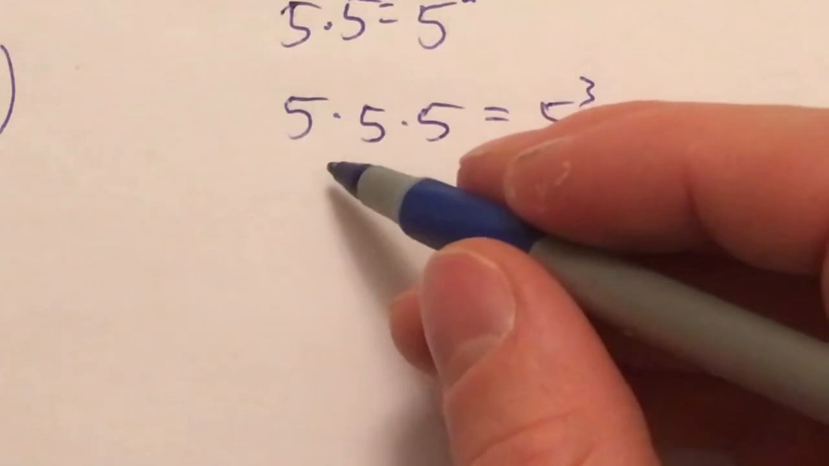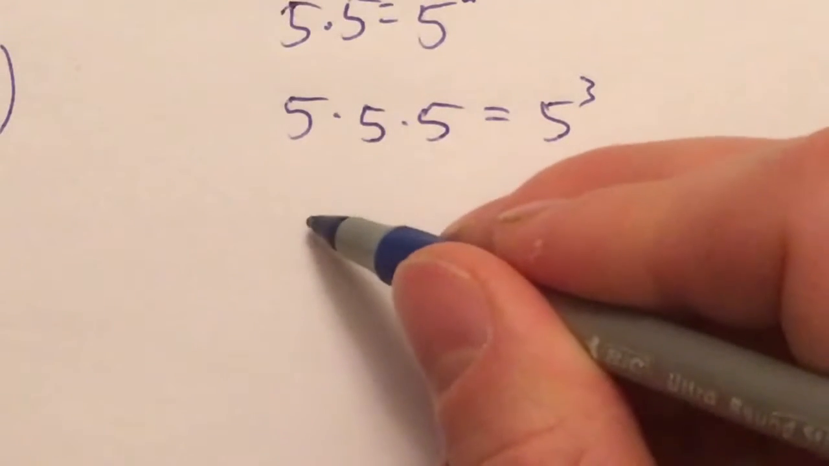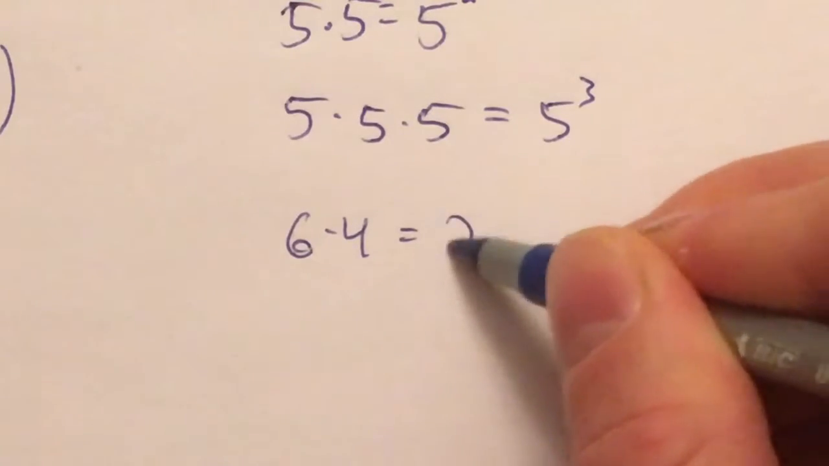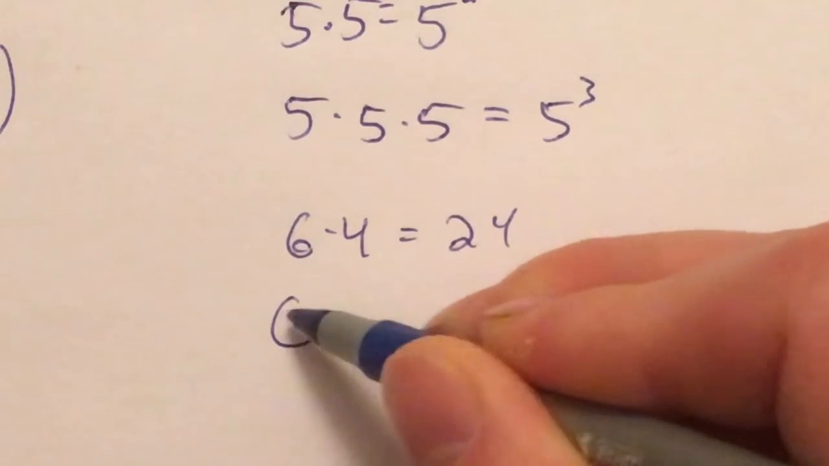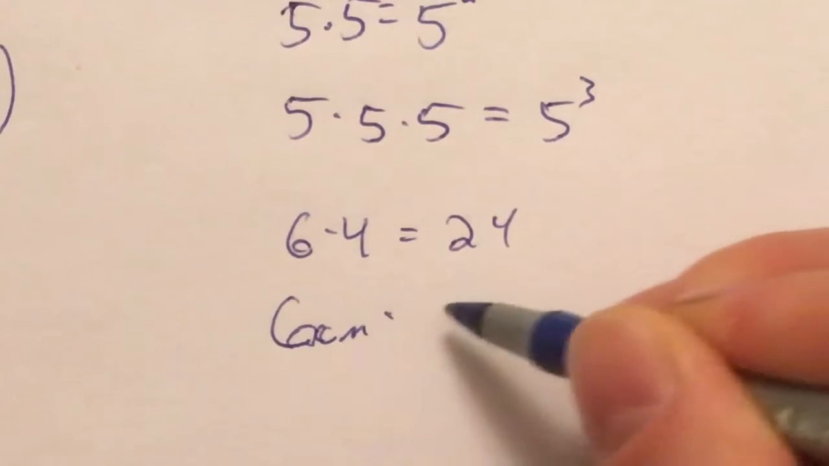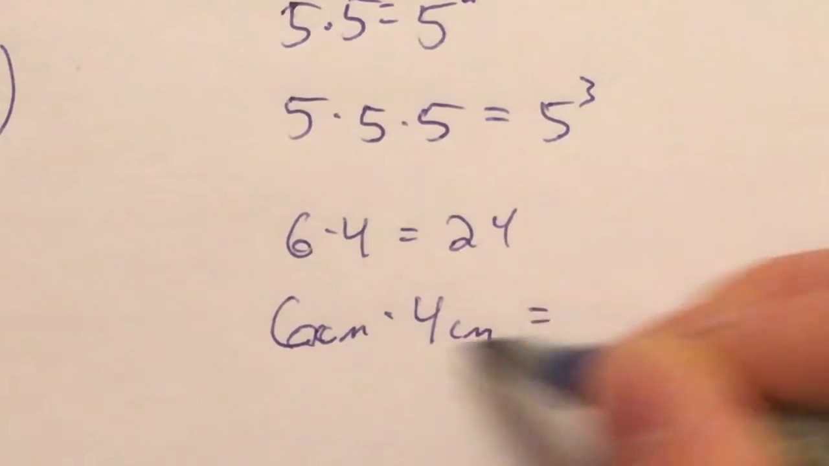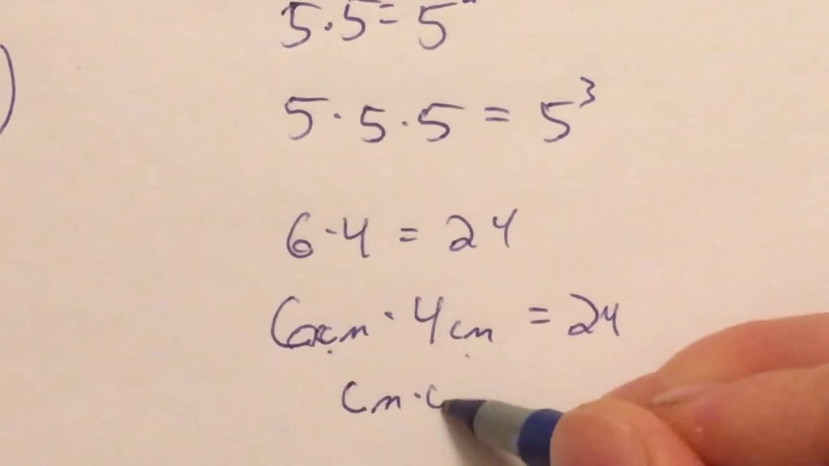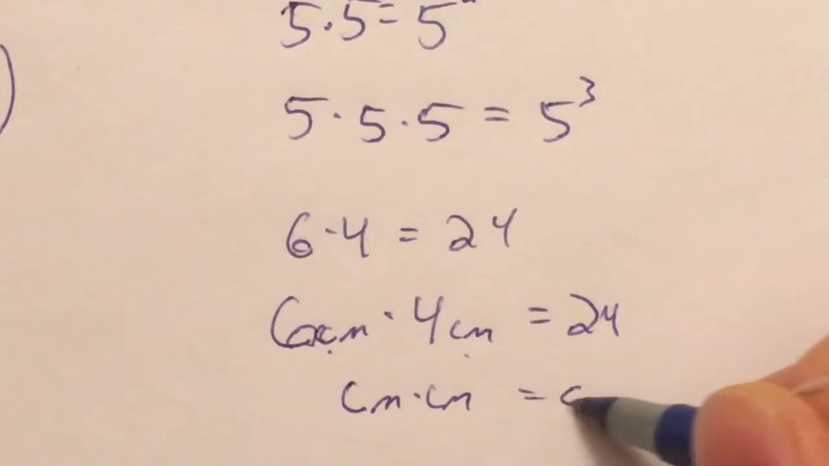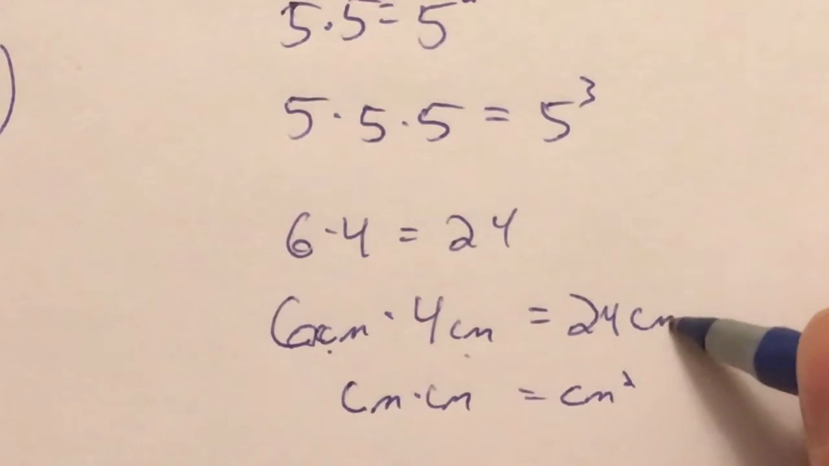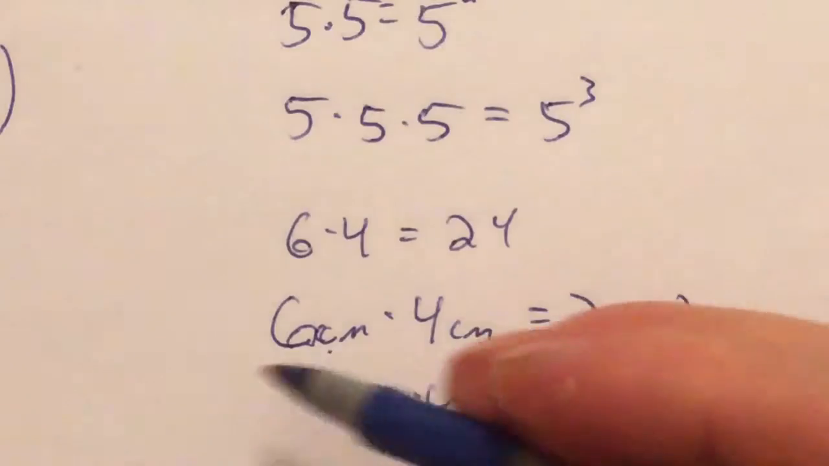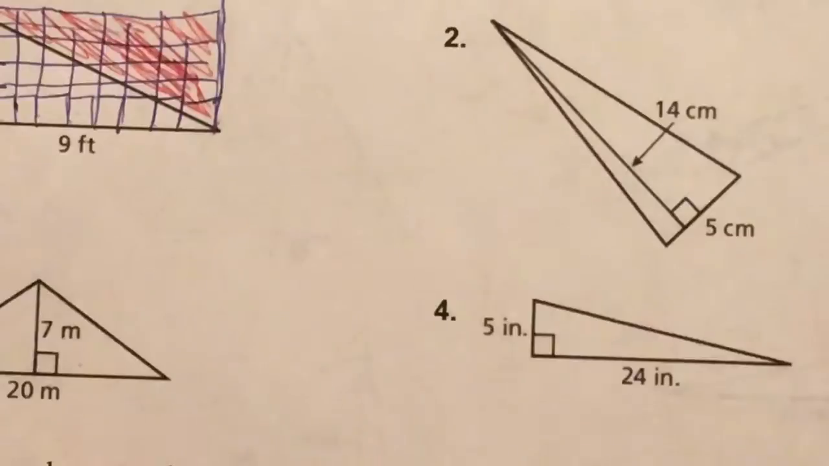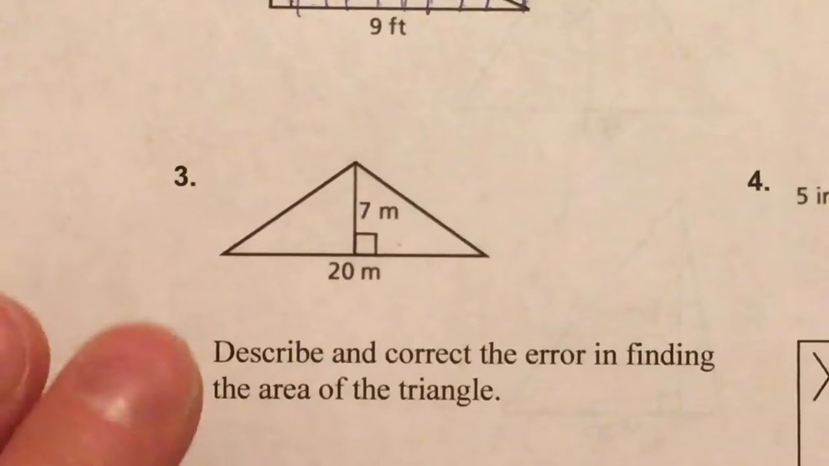Well, an interesting thing happens when you've got units that way too. Like if you do 6 times 4, 6 times 4 is 24. But if you do 6 centimeters times 4 centimeters, well, the 6 times the 4 is still 24, but centimeters times centimeters is equal to square centimeters, centimeters to the second power. And so that's why the units change. As soon as you multiply them together, they get raised to the second power. So here we go. That's our area there.